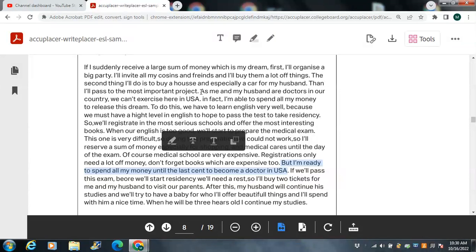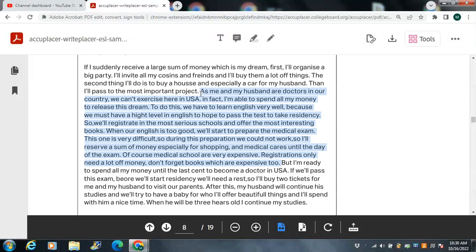And listen to that, right, writers. "And then, as me and my husbands are doctors in our country, we cannot exercise here in USA." So if this sentence were moved, I mean, I don't know. Part of me says maybe they would have scored a 4, and that would have helped with the organization and development, because again, now all these other sentences are now connected finally to this part right here. And so it took all of this to get to the dream, to get to that important project.